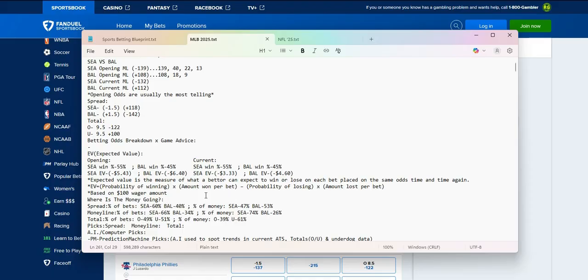But the opening odds leave Seattle's expected value at negative $5.43. Baltimore's expected value is at negative $6.40. As you can see, currently Baltimore still has more favor to the sportsbooks based off the current odds, which means they're not moving the odds too much. But of course, this can all change by game time. This is the first game of the day. Expected value for Seattle currently is minus $3.33. Baltimore is at minus $4.60.